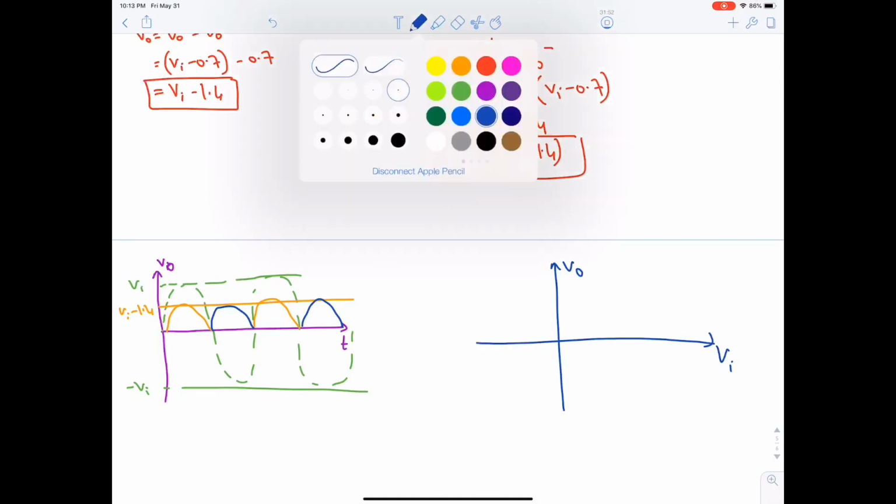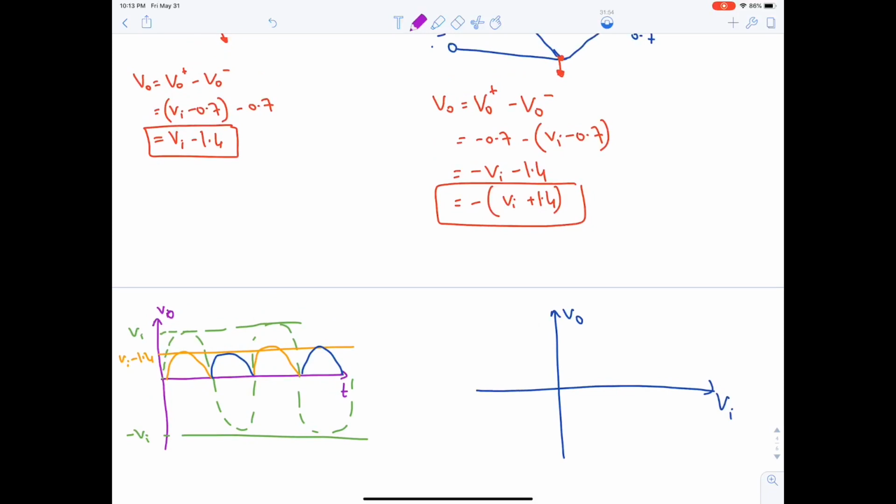So here, if Vi is positive, let's consider only Vi. So it will be like this, right? But then we have to shift it 1.4 units. So it will be like this. This is the correct diagram. And if Vi is negative, Vi will be like this. We need to shift it to the negative side by minus 1.4 and then flip it. Okay, so it will be like this, and then we connect them.